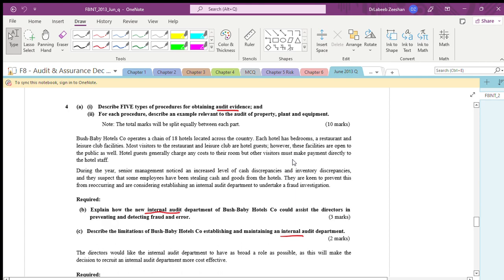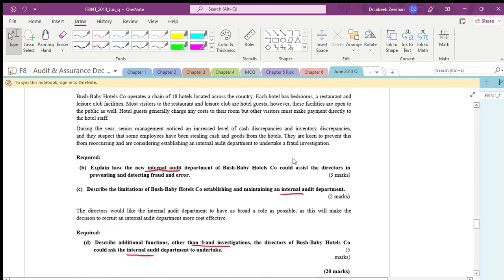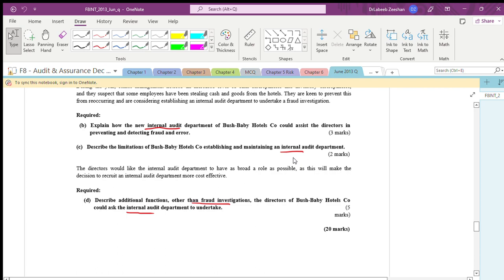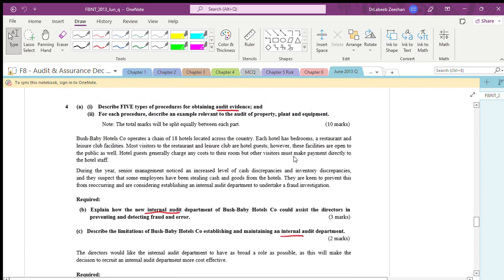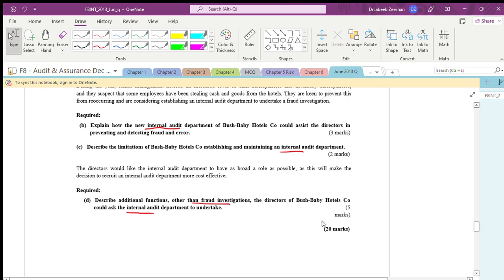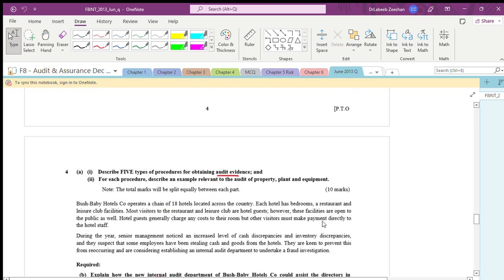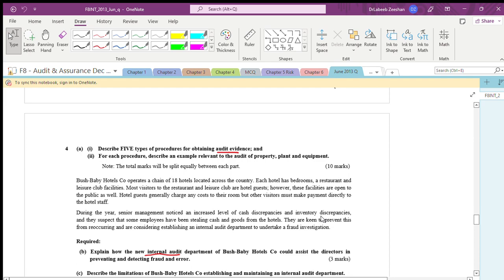What are the 5 types of procedures for obtaining evidence? And for each procedure, give an example relevant to property and plant. We'll do this, okay? Can we do this? Is that question number 4? 4A1, 4A2, and required is B, C and D. We do this. What are the 5 types of procedures? We will go by sequence. We will trap the things which are missing.